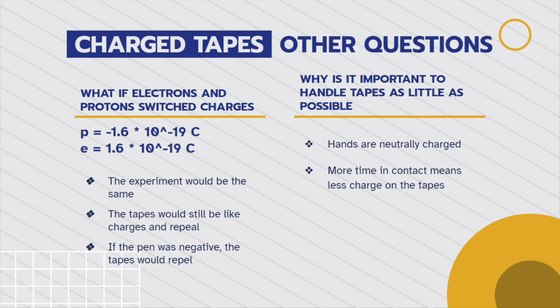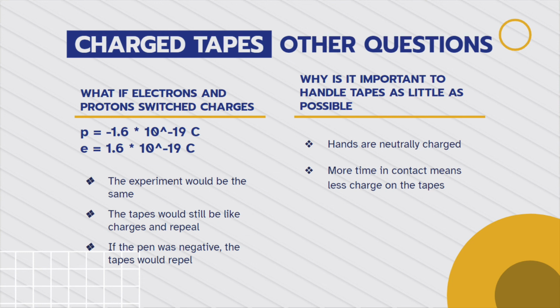If the pen were to suddenly switch from having a negative charge to a positive charge, the tapes would still attract it because the tapes would now both have a negative charge. However, if the tape stayed negative and the pen stayed negative, then the tapes would now repel the pen since they had the same charge.